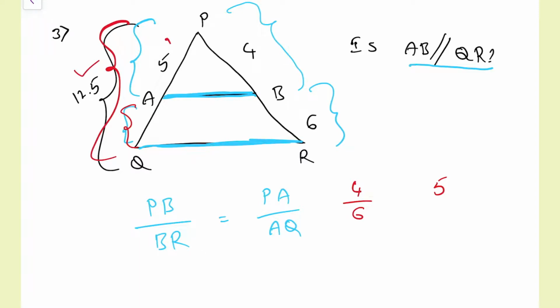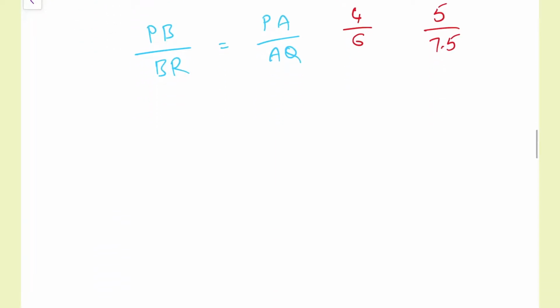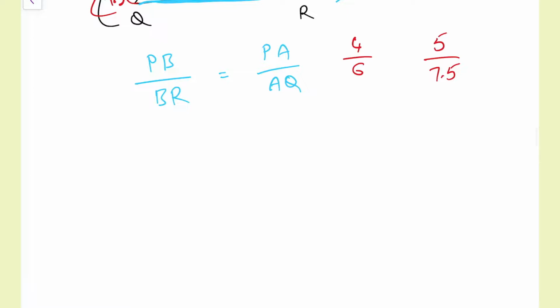From 12.5, if we subtract 5, we will get the remaining one definitely. So 12.5 minus 5 is 7.5. So AQ is 7.5. Now this 4 by 6 value and 5 by 7.5 value, if both are the same, then only we can say that these two are equal to each other. Then those are parallel lines. So let us check once.